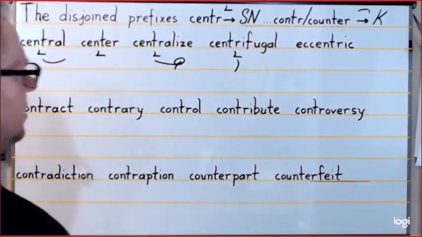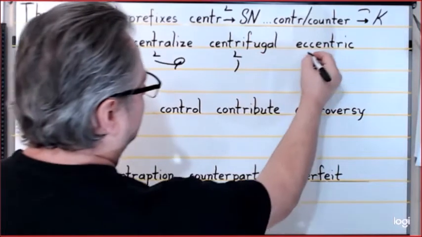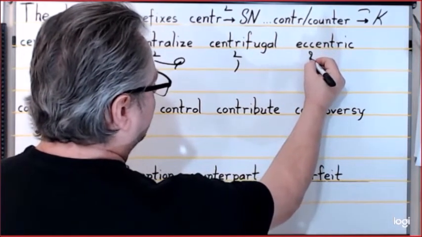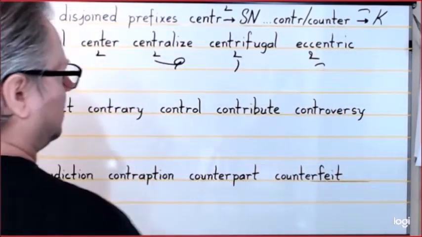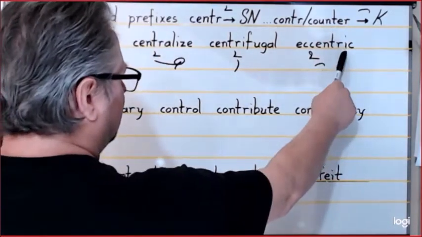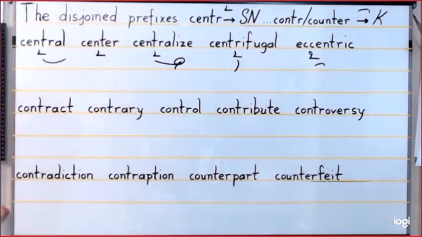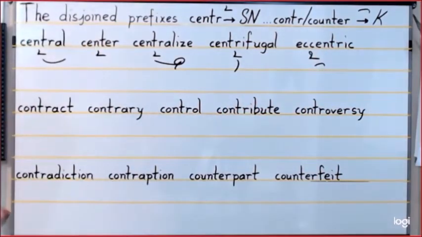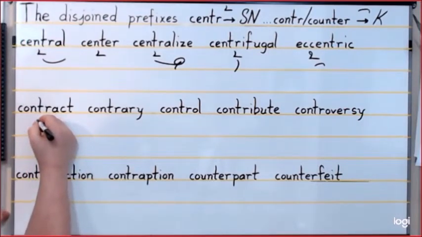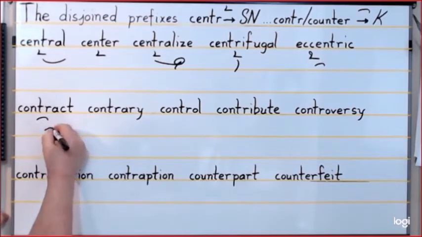The word eccentric, it has the center in the middle of the word. So we're going to start with an E, then write the S, and then the N, and then the K here. Now most of the time, this vowel here is understood. In the word contract, we're going to use the K that's above the line as a disjoined prefix. So here's the K above the line. Then there will be another K, below.